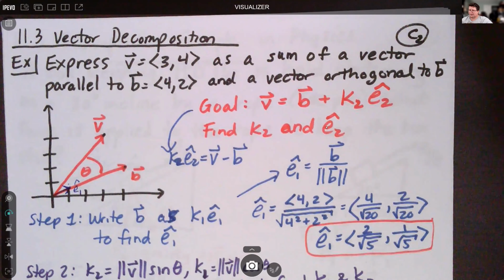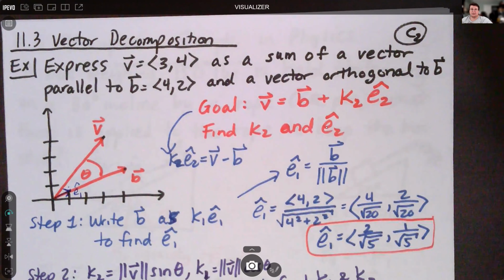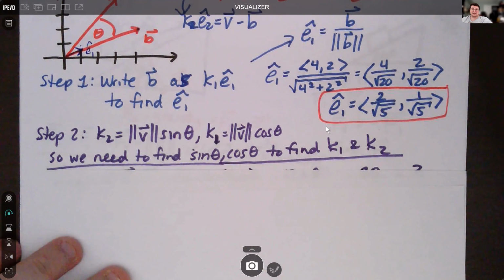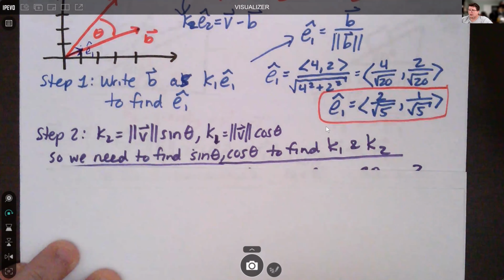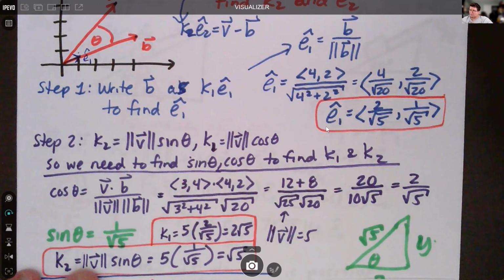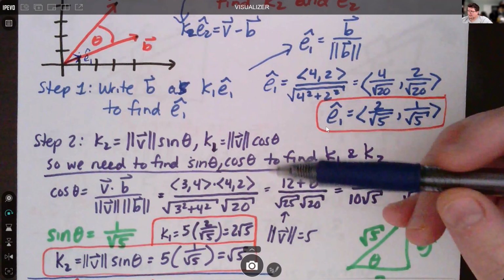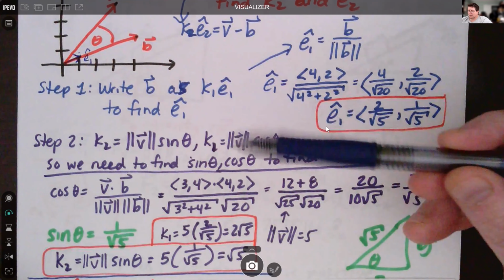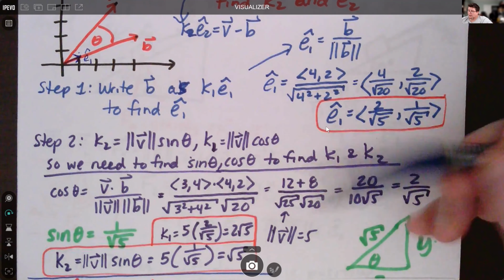Now we want to find K2. From our formula from the previous page, K2 was the magnitude of V sine theta, and K1 was the magnitude of V cosine theta. We can express V as K1 E1 plus K2 E2. So let's find sine theta and cosine theta to find our K1 and K2.